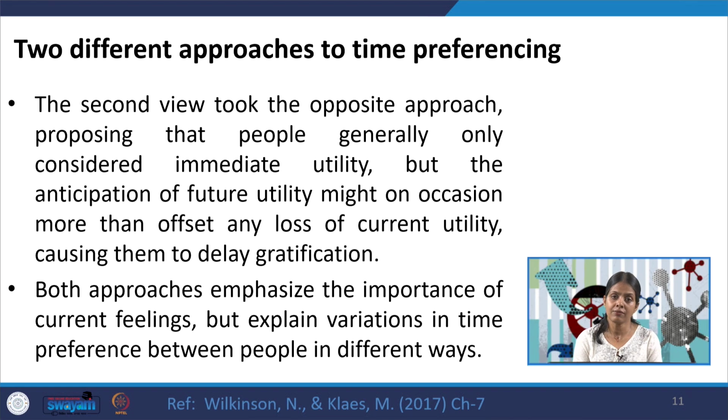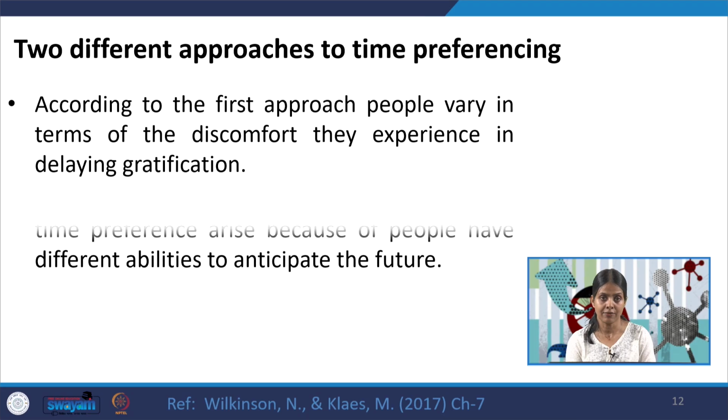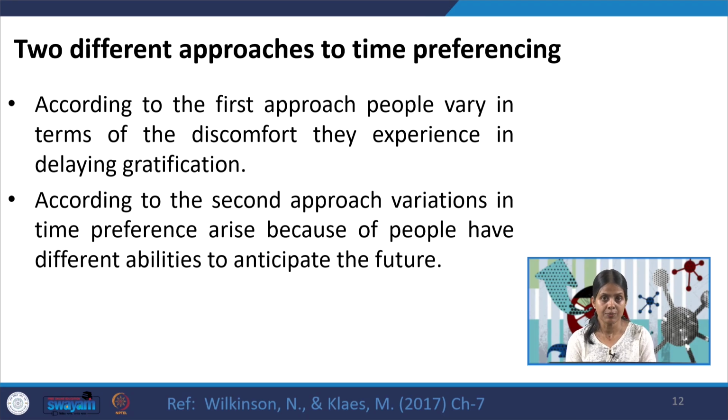Both approaches emphasize the importance of current feelings, but explain variations in time preference between people in different ways. According to the first approach, people vary in terms of the discomfort they experience in delaying gratification. According to the second approach, variations in time preference arise because people have different abilities to anticipate the future.